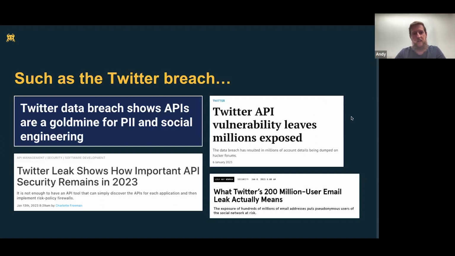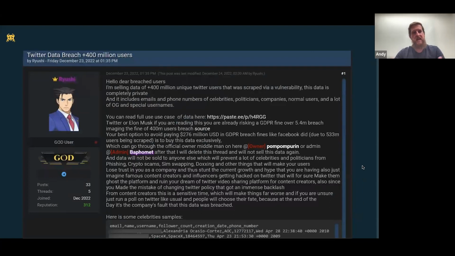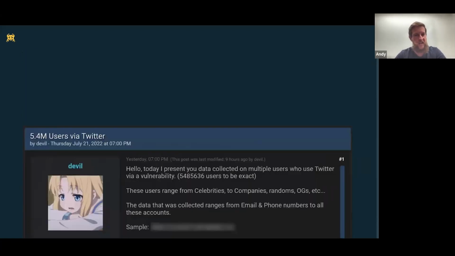But we saw lots and lots of posts. One of the main ones that came out was the initial one back in December 2022. A data breach, 400 million users, posted on breach forums, and we saw quite a lot of news around it. We then saw a second post, from July earlier in 2022. Again, the number is about 5 million users, which is a reasonably high number. The people impacted are celebrities, companies, and other random people as well. Data collected includes email and phone numbers for all of those accounts.